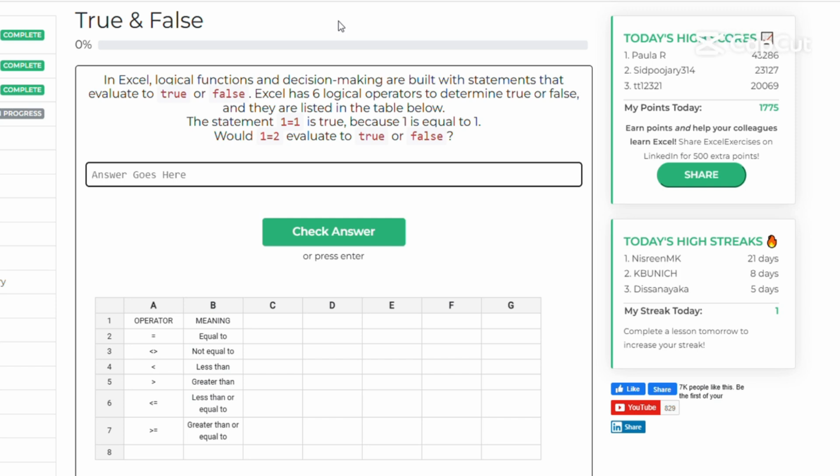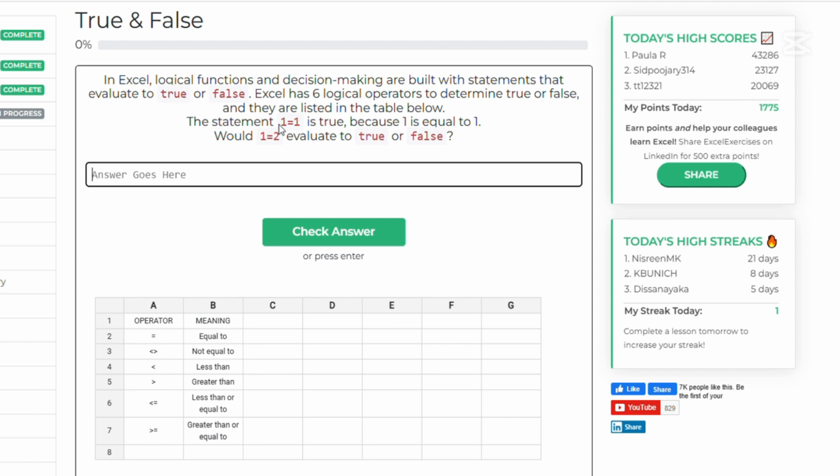Now let's take a look at the true and false statement in Excel. In Excel, logical function and decision making are built with a statement that evaluates to true or false. Excel has 6 logical operators to determine true or false, and they are listed in the table below.